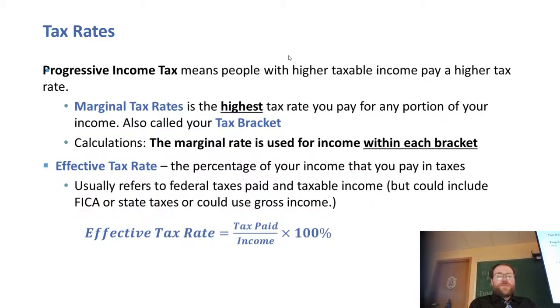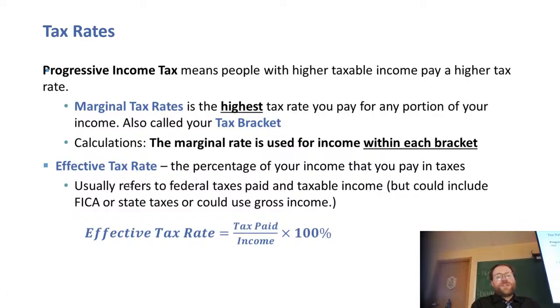Tax rates. Progressive income tax means higher income means that you pay a higher tax rate. Or the less you make, the lower the rate is that you pay. Marginal tax rate is the highest tax rate you pay for any portion of your income, also called a tax bracket. Basically, it speeds up the process of figuring out how much you owe with these tax brackets.